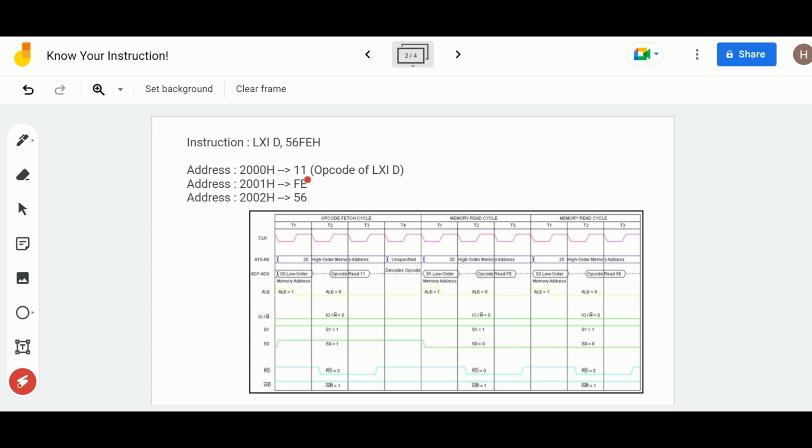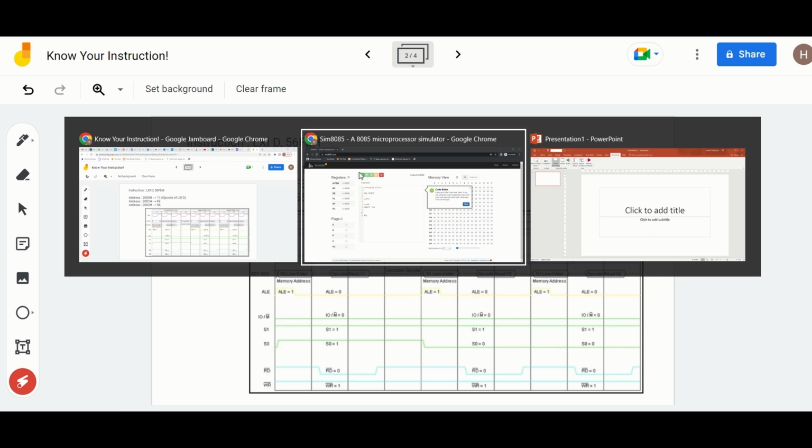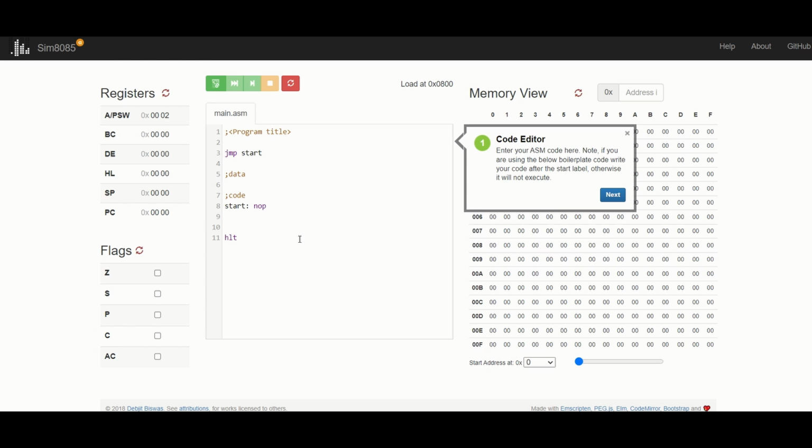Based on that, what will happen is this 56 will first be read in memory location 2000H. In the same way, this 56 will be read in memory location 2002H, which is something you can see in the timing diagram as well. Here you can see 56 is being stored in the second machine cycle, the second read machine cycle, and in the first read machine cycle FE is being stored. Now let's go to Sim 8085 and check how this works.